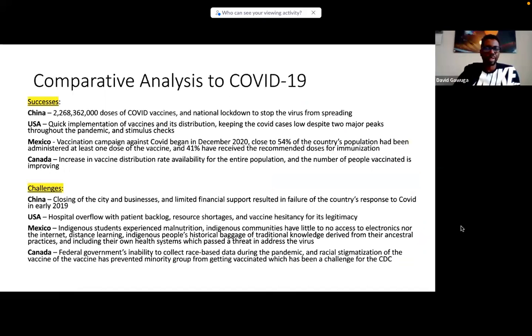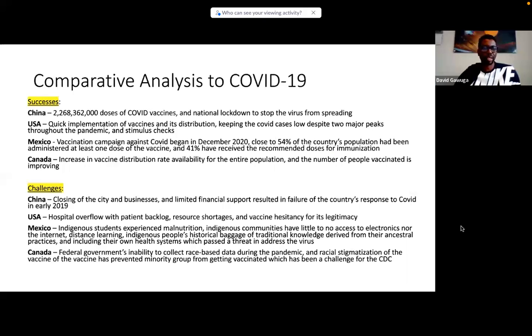It's also a comparative analysis of COVID-19 processes and challenges. Looking at the numbers, we see that China has a high number of COVID-19 vaccines and a national lockdown to stop the virus from spreading. The US had a quick implementation of vaccines and distribution, keeping the COVID cases low despite two major peaks throughout the pandemic, and stimulus checks.